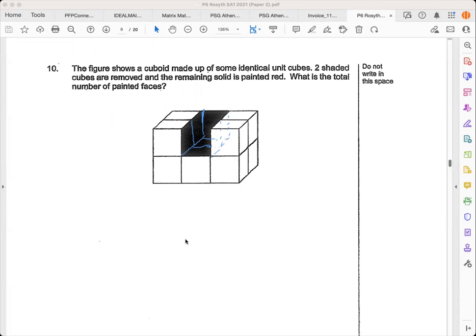Can you see that? I hope you can see it. All right, now let's continue. So they're asking, what is the total number of painted faces? So there are altogether 6 faces. I indicate this is the left, this is the right face, this is the top, and this is the bottom. This is the front, and this is the back.